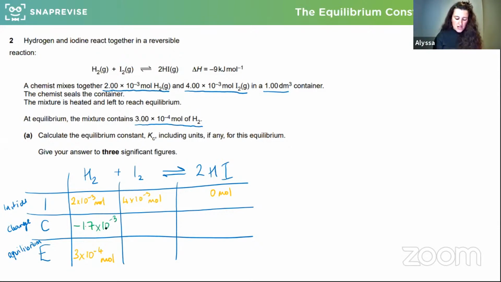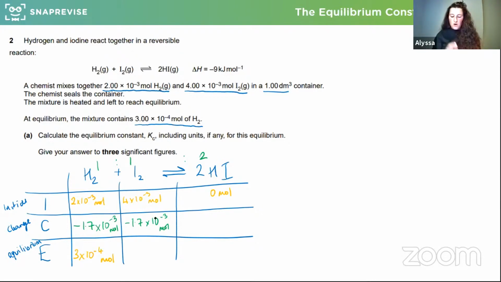Cool, so what's the change? Well, we've lost 1.7 times 10 to the minus 3. So if we've lost 1.7 times 10 to the minus 3 moles of hydrogen, then that must mean, because it's a 1 to 1 to 2 ratio, we must have also lost 1.7 times 10 to the minus 3 moles of iodine, because they react in a 1 to 1 ratio to produce our product. And then how many moles of HI have we produced? Therefore, how many moles of HI have we produced?